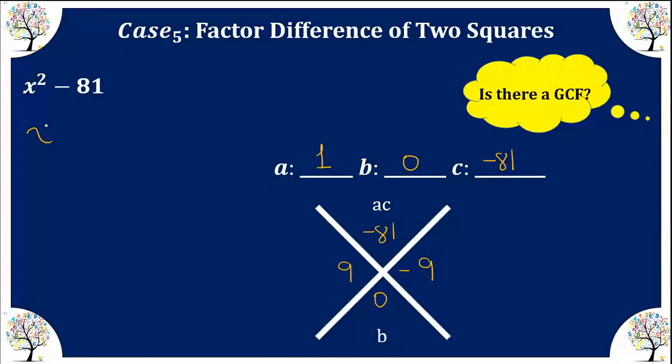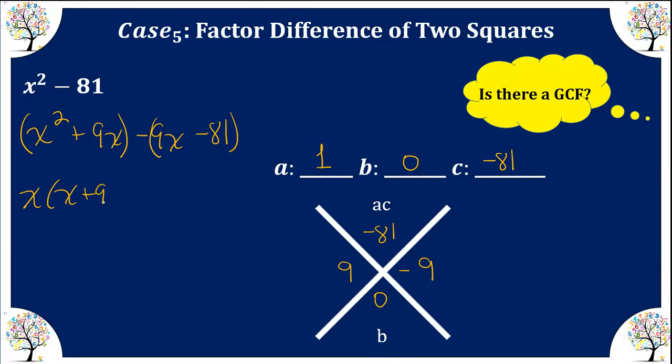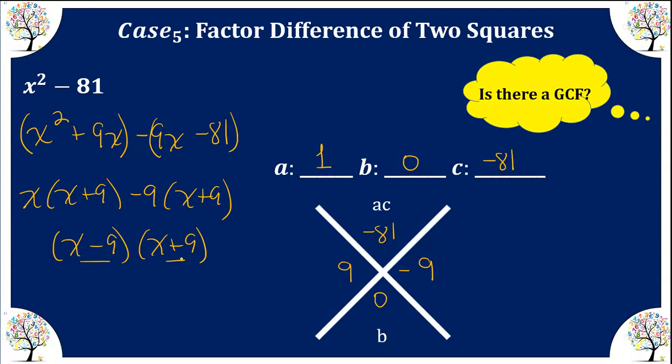When I rewrite this with four terms, I have positive 9x minus 9x minus 81. I have not changed the value of our problem. We're going to group. We're going to factor out a GCF. We have x minus 9 times x plus 9. These are the two factors.